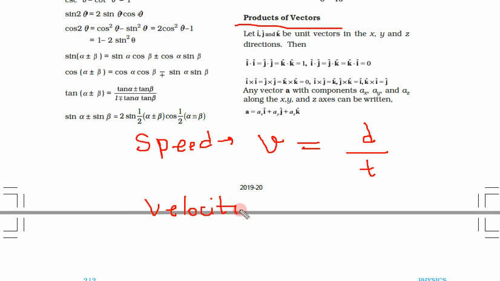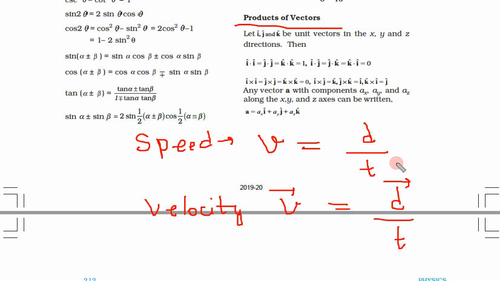Velocity is not a scalar quantity. Velocity is also a vector quantity, so we put an arrow. So this is equal to displacement upon time. You see the difference here? Speed is distance upon time, velocity is displacement upon time. That is the difference between speed and velocity.